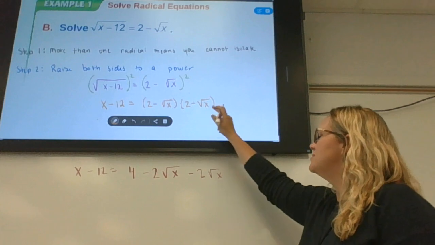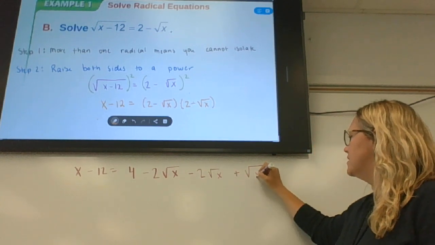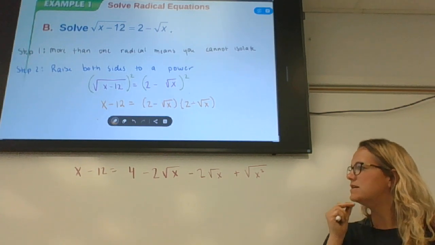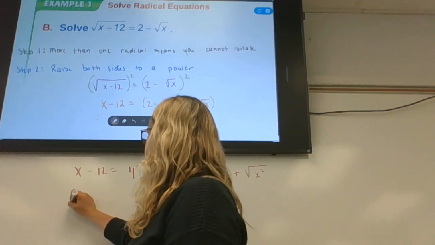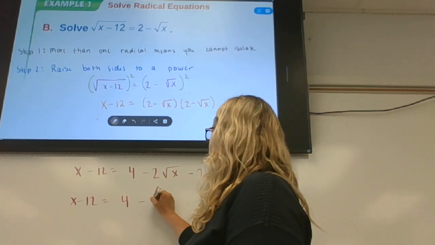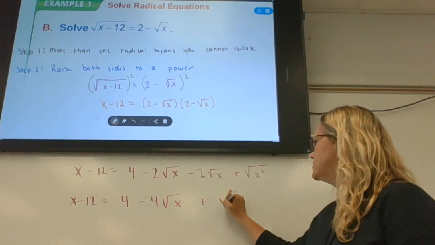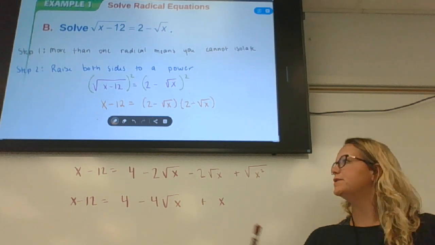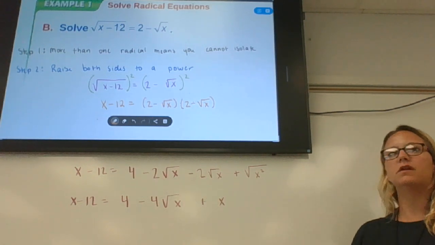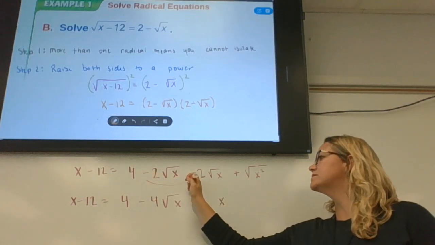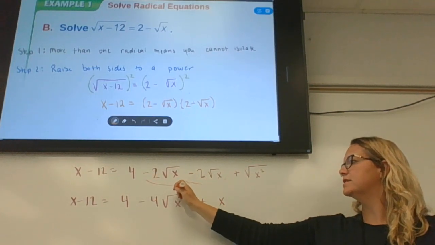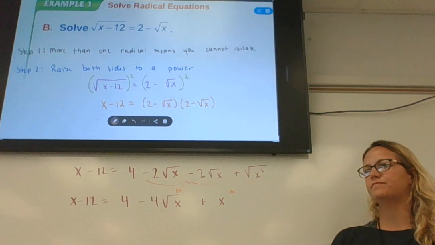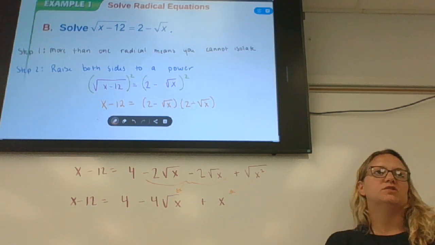And the square root of x times the square root of x is the square root of x squared. And those two negatives will make it a positive. So combining like terms, those combine here. And the radical and the exponent cancel here. Any questions about how we got this far?